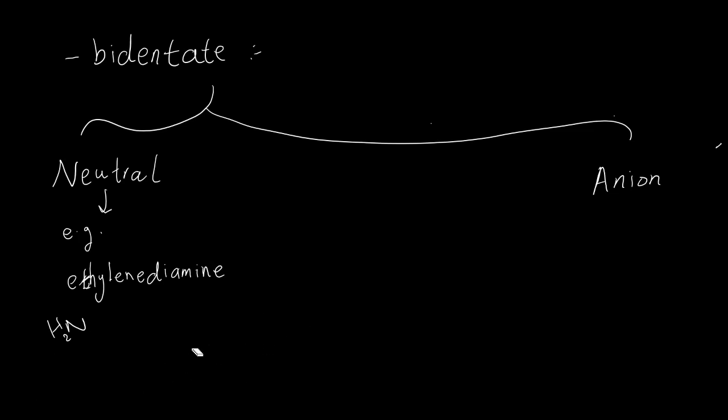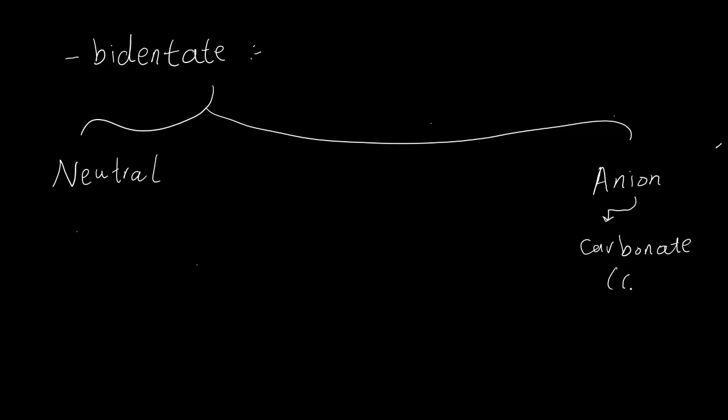Now let's take the second part, which is anion. For example, carbonate and oxalate. And you can see its abbreviation in several examples this way.